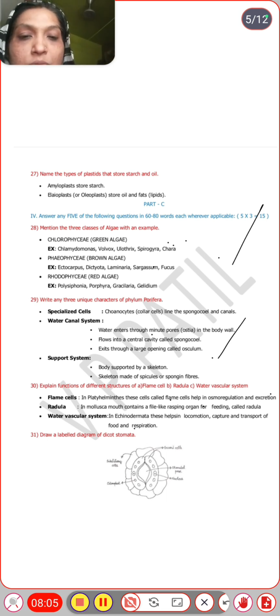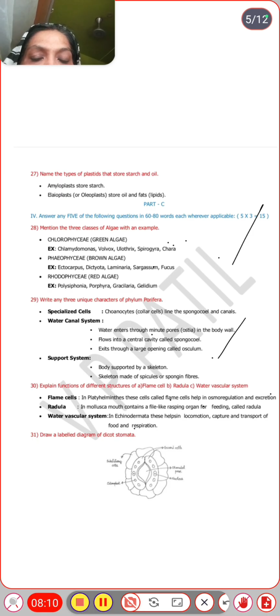Draw the diagram of stomata. In 2 marks you should label the 4 or 5 parts. Okay, first one is see the structure of subsidiary cells, chlorophyll, stomatal pore, stomata. Okay, these are the structures.